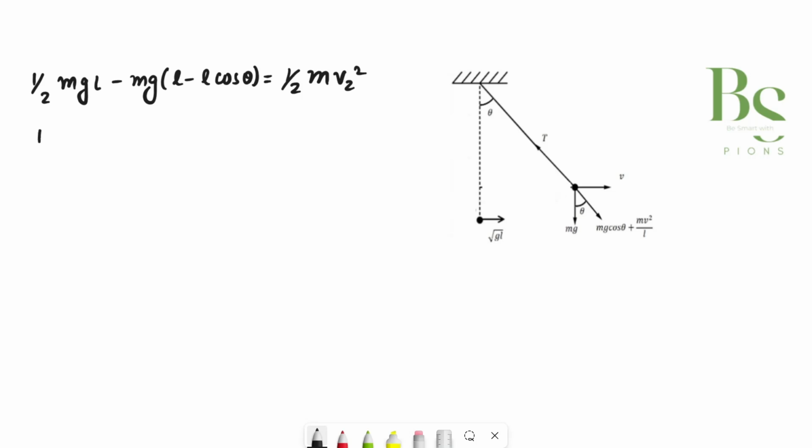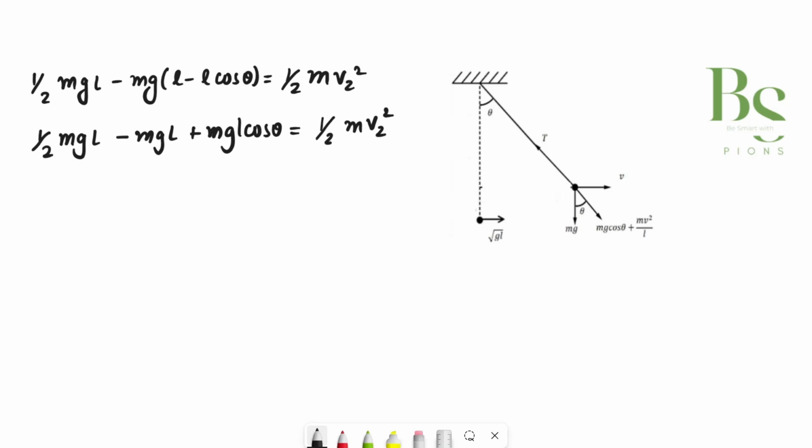So let's expand it. It is half m g l minus m g l plus m g l cos theta. When you remove the bracket, this will be equal to half m v2 square. Correct?